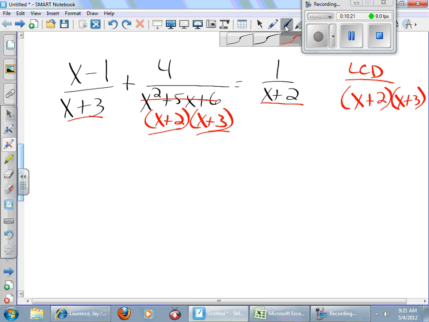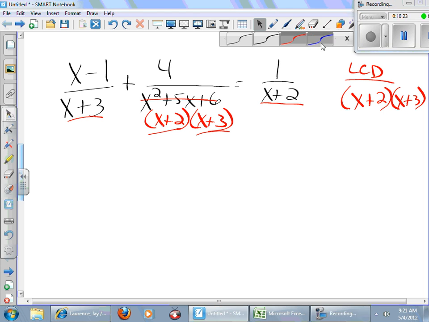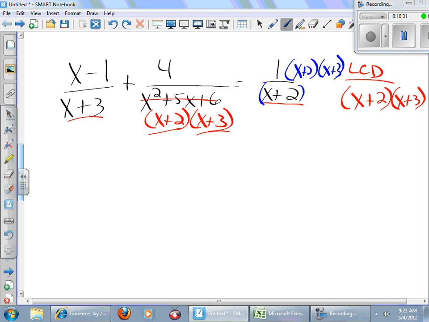All right, now I'm going to go ahead and multiply by the LCD all the way through the problem. So I'm going to multiply by an x plus 2 and an x plus 3 right there, an x plus 2 and an x plus 3 right there, and then an x plus 2 and an x plus 3 right there.